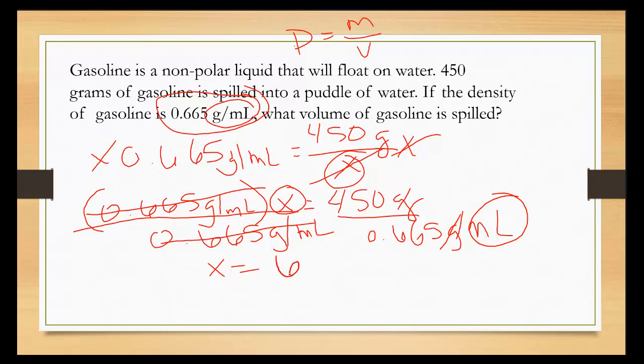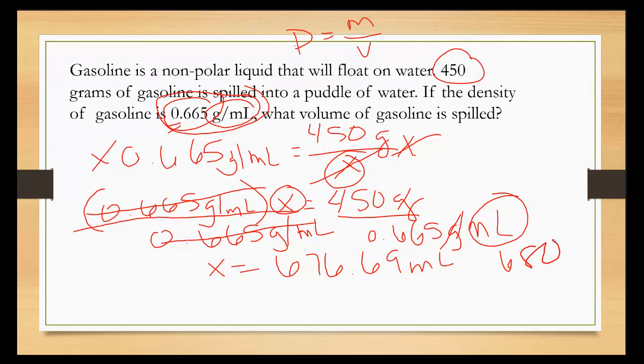It comes out to be 676.69 milliliters. This number has 2 significant figures because there is no decimal. This number has 3 significant figures. That leading 0 does not count. Therefore, my final answer is going to have 2 because we're dividing here. So that gives me a final answer of 680 milliliters.